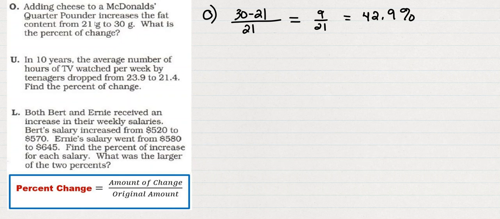42.9%. It's almost half the amount of an increase. So half of the 21 grams would have been 10 grams. And if I added 10, I'd get close to that 30. So you can see that it's almost a 50% increase.